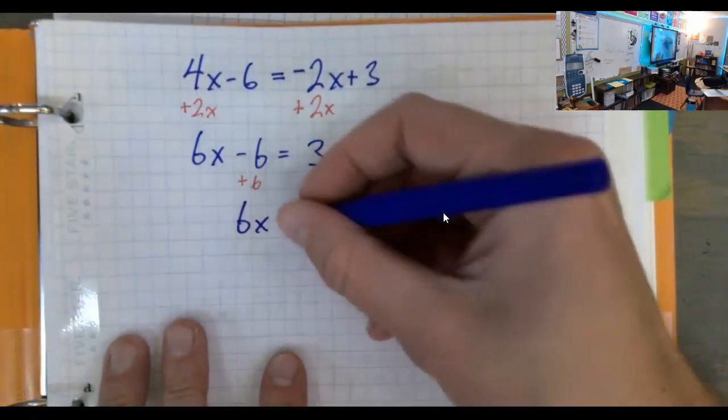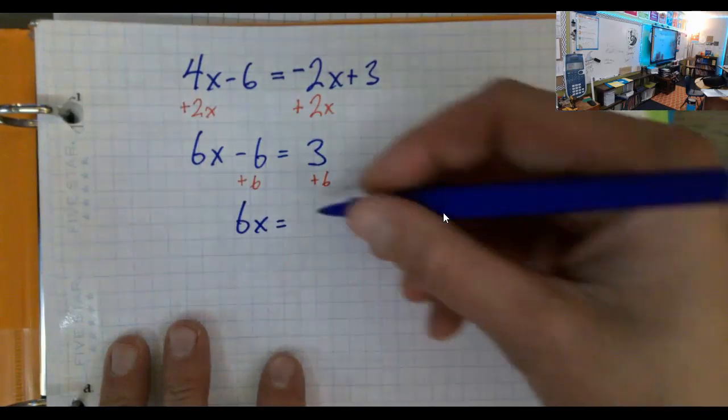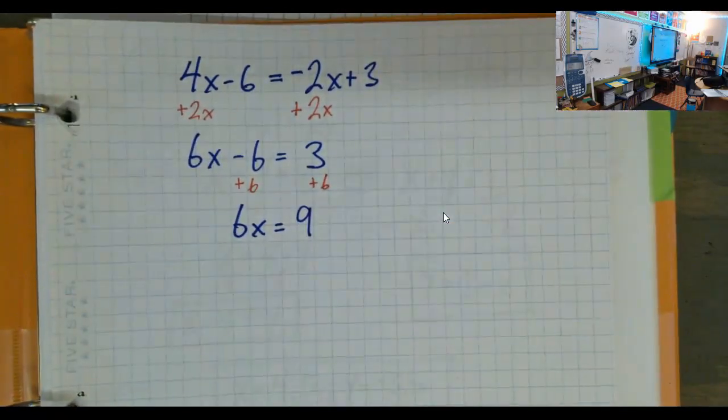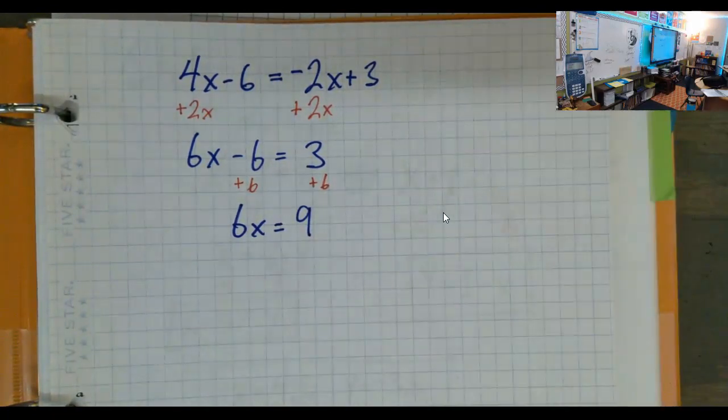And we get 6x equals 9, I think. It's all good. This is the time when you're totally safe to mess up because it doesn't matter that you messed up.